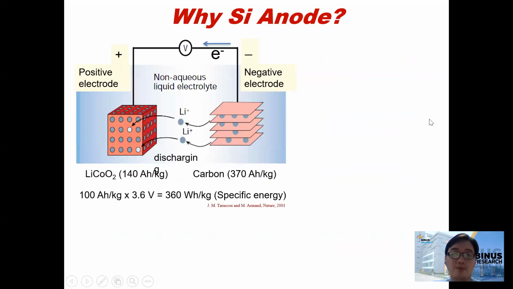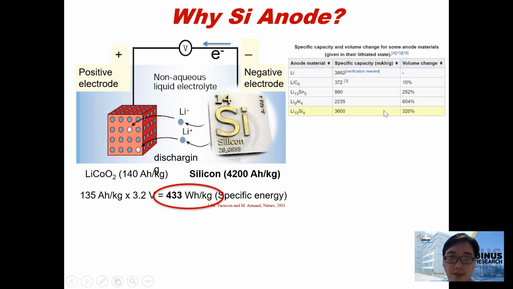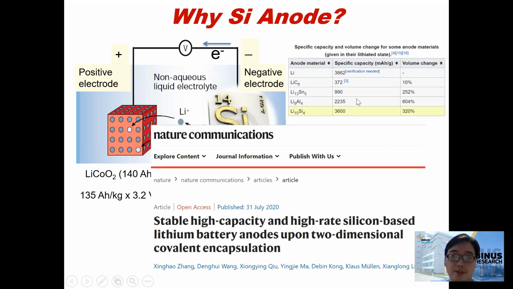First, the background. Why we use silicon anode? We use silicon anode because it has high specific energy, high specific capacity. It has been proven experimentally that it has high capacity and high rate silicon-based lithium battery anodes. So we would like to use this silicon anode for the lithium-ion battery.